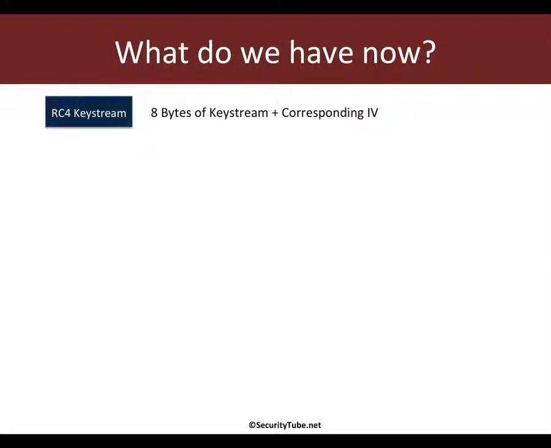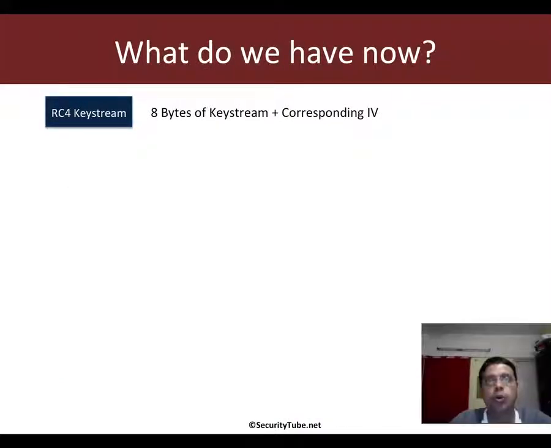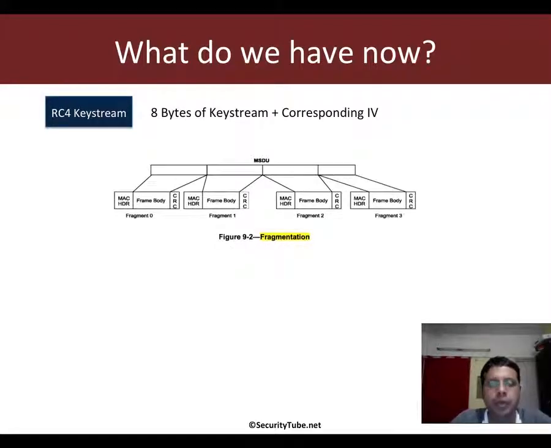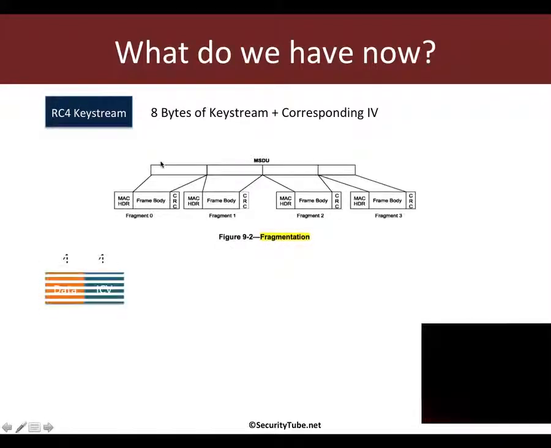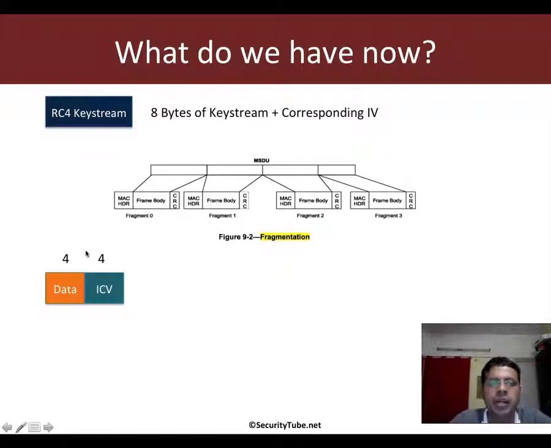Now, what can we do with this? So what do we have now? We have the RC4 key stream, that is 8 bytes of it, and of course the corresponding IV, which is always available in plaintext as part of the WLAN header along with this. Now think about it. We could actually create a very small packet of 8 bytes where the data is 4 bytes, and we calculate the ICV for this data, which will of course have to be 4 bytes because that is a requirement.